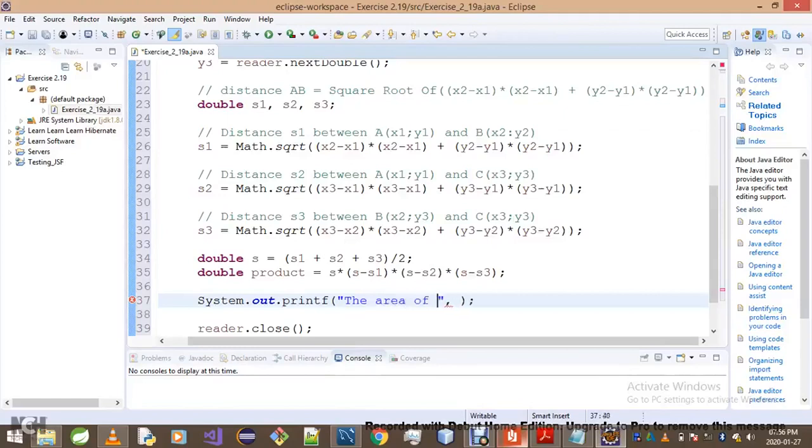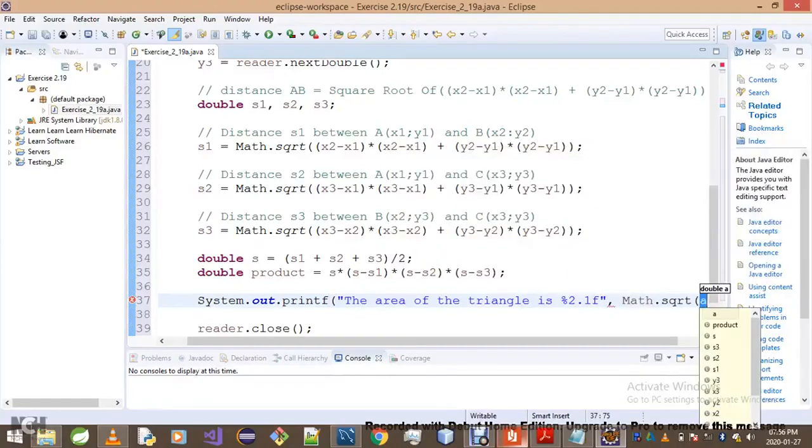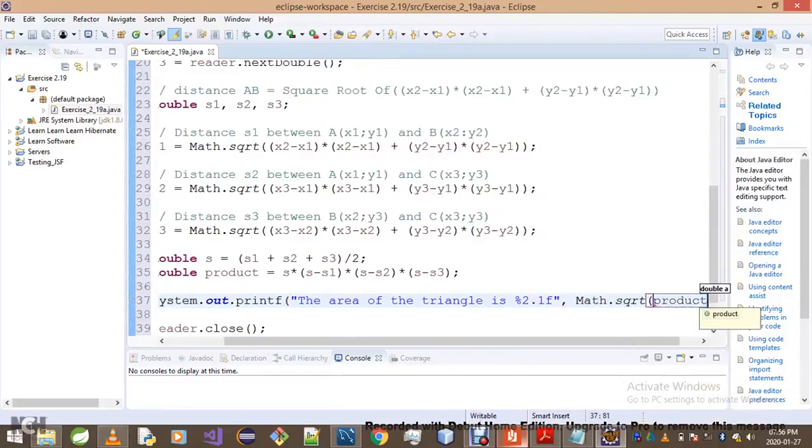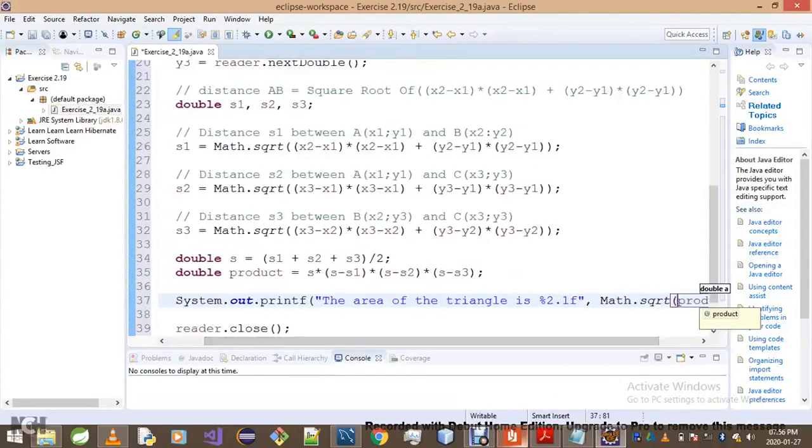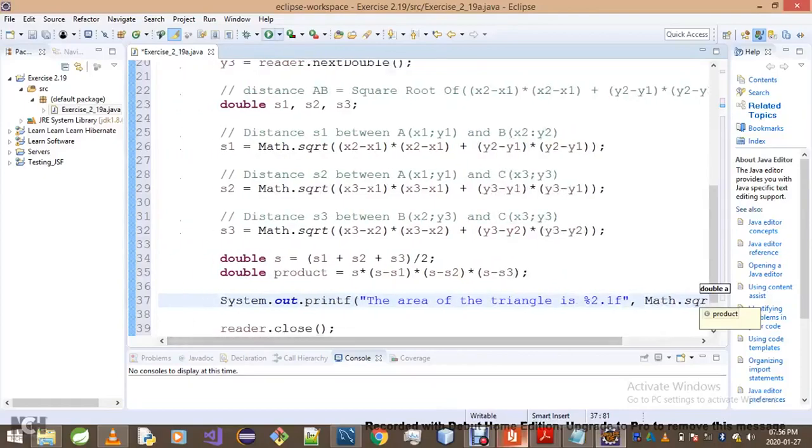So the area of the triangle is, we format this, and you want to have one number after the decimal point, and we're simply going to go Math.sqrt of products. I decided not to have a variable to hold our products, right? So let's try to hit the run button and see what we get. Let's try it out.